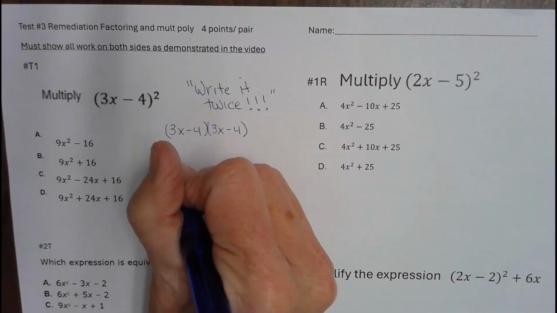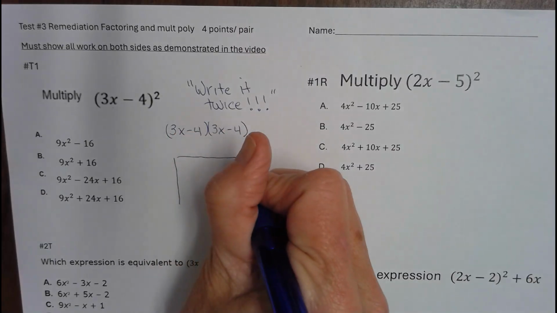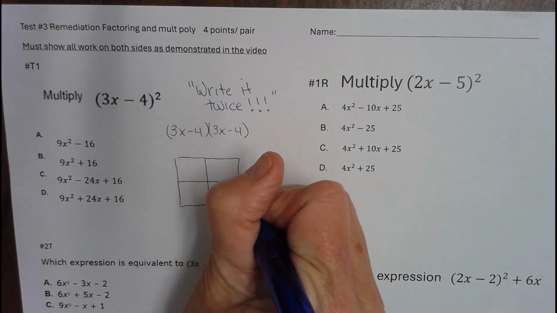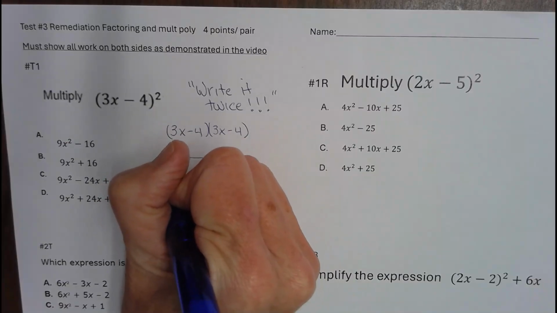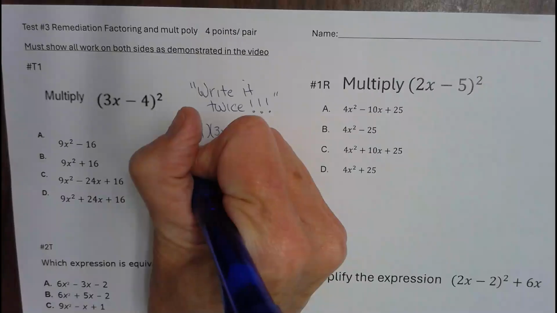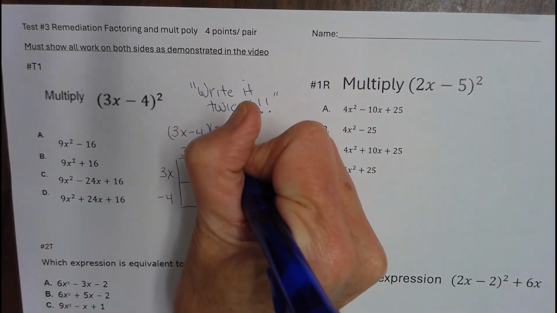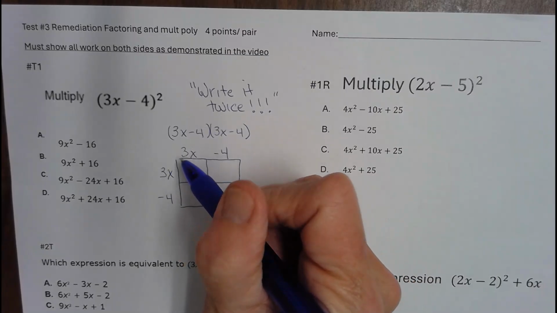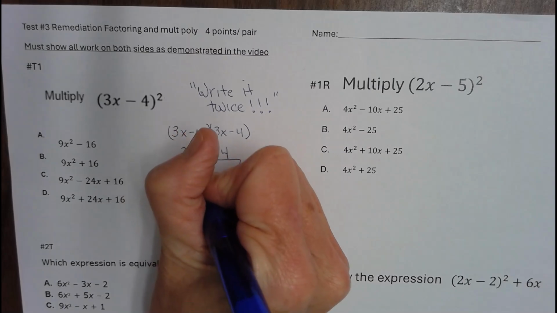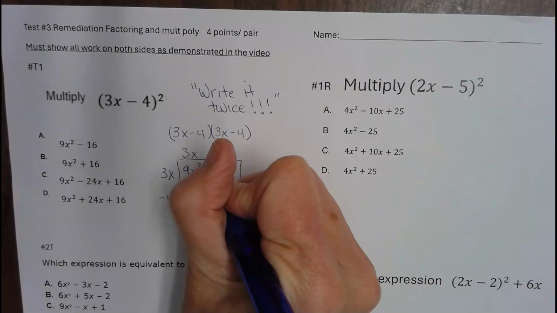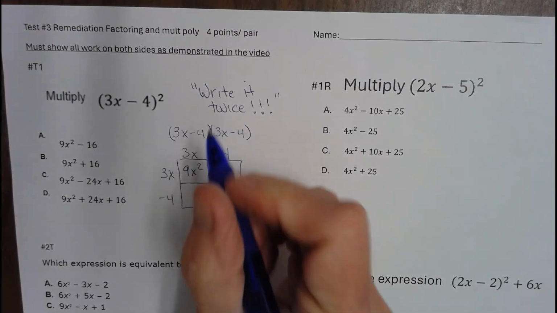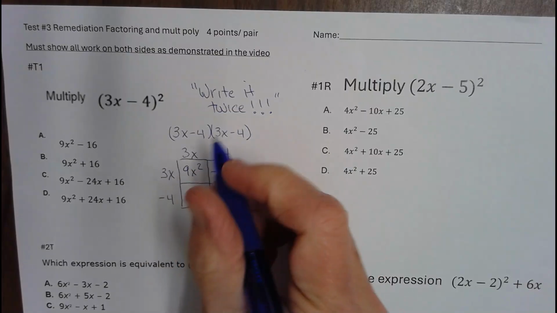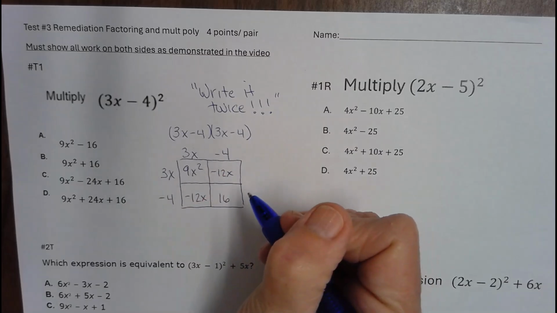So we are doing a 2 by 2 box. Three x minus 4 goes down the side, and the same thing goes across the top. We are multiplying coefficients. We are adding powers. So this is 9x squared. Here we get negative 12x. Here we get negative 12x. And then a negative times a negative is a positive 16.